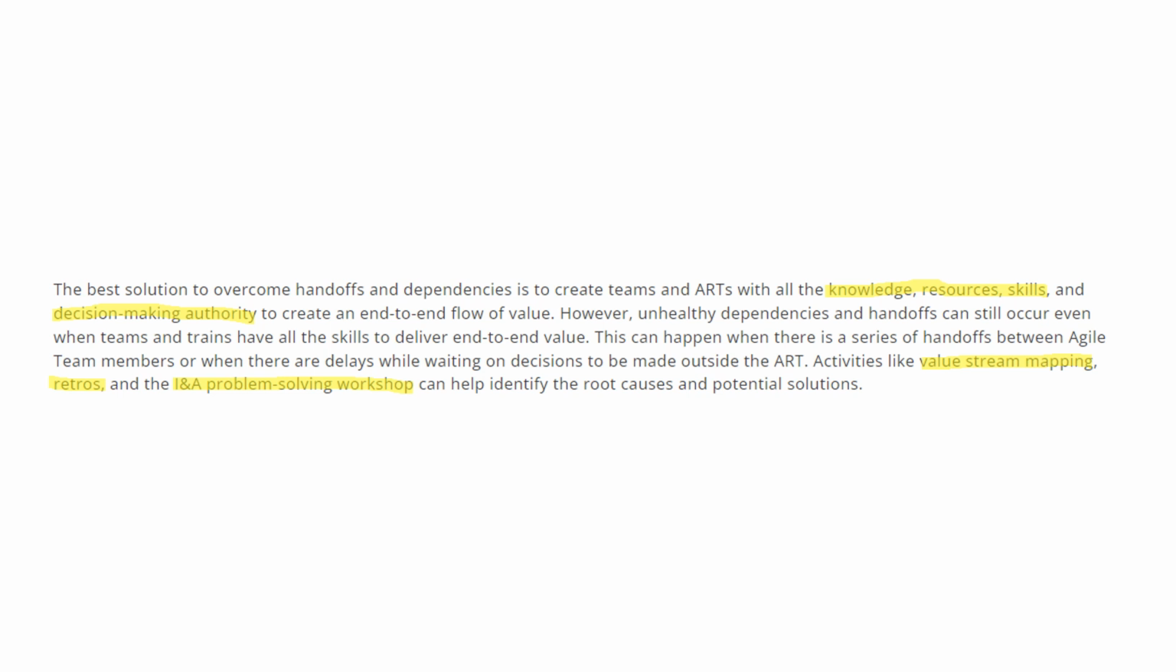So activities like value stream mapping, retros, and inspect and adapt problem-solving workshops can help identify the root causes and potential solutions, right? The solution for overcoming handoffs and dependencies is, first, you have to create a cross-functional team with all the knowledge, resources, skills, and decision-making authority. The second thing is, you can apply processes or methods like value stream mapping, retrospectives, and inspect and adapt problem-solving workshops. That is the second option. It's a reactive option, right? We can have the proactive option of having teams with different skill sets together, and reactively you can do all these root cause analysis workshops.